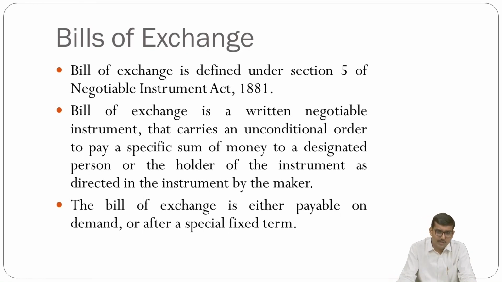In the Negotiable Instruments Act 1881, there are three main negotiable instruments: promissory note, bills of exchange, and check. In that, bills of exchange is a source of short-term finance. The bill of exchange is either payable on demand or after a specific fixed term. Is it clear, my dear friends? Yes or no?